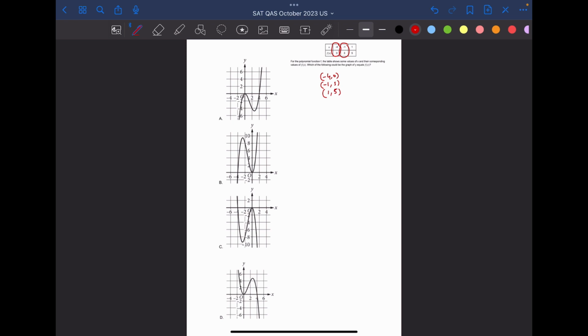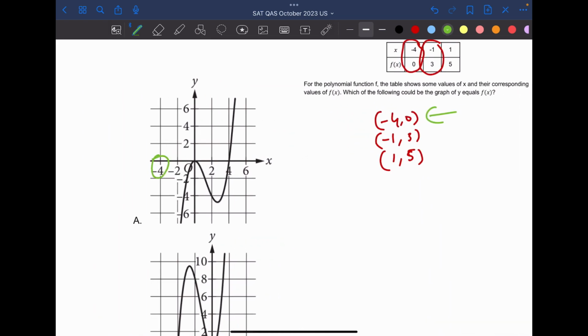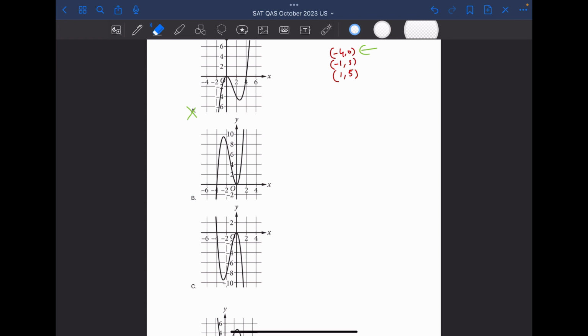Okay, so first, let's look at the first point, like I said, -4, 0. Let's look at each of these. At -4, is this at 0? No, so A is wrong. At -4, is this at 0? Is B at 0? Yes, so I'm going to check mark that point.